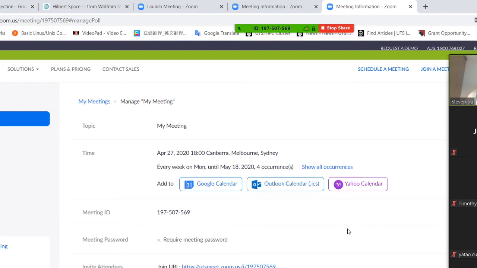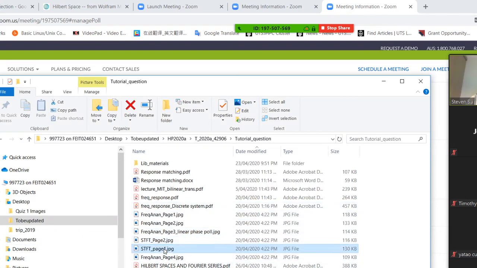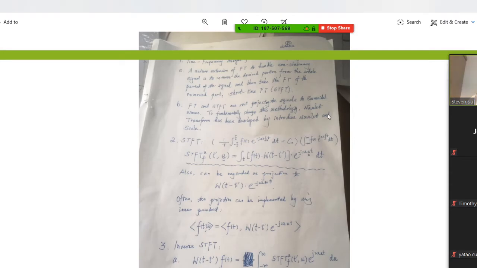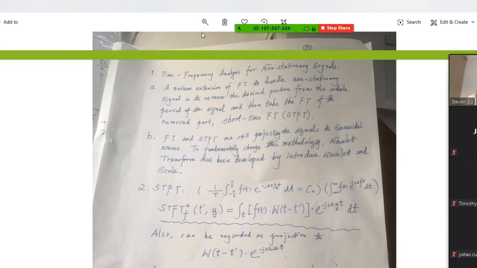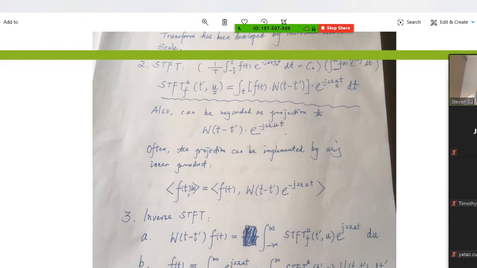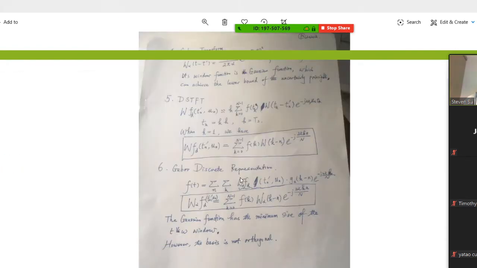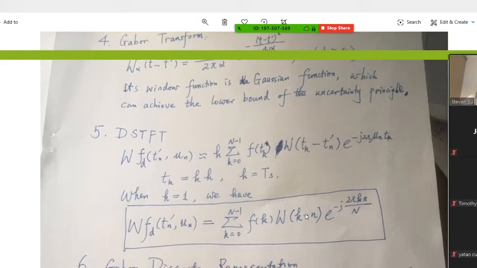Last week I discussed the short-time Fourier transform. You may still remember the formula: it just puts a window on the Fourier transform, so fundamentally it is still a Fourier transform. If you select a good window, there is also an inverse short-time Fourier transform. I also mentioned the discrete-time short-time Fourier transform, and you can recover the signal as well.